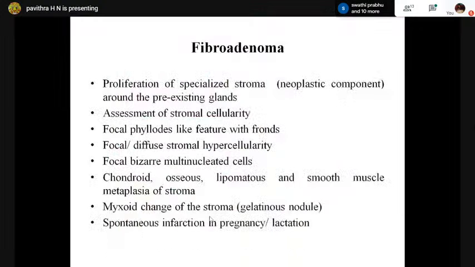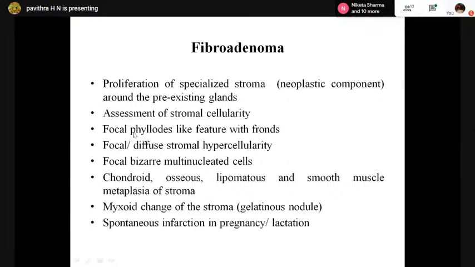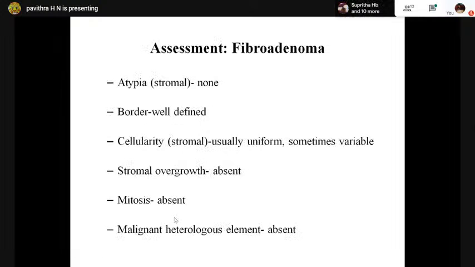They can show proliferation. This is a proliferation of specialized stroma, that is the neoplastic component around the pre-existing glands. So you'll have to assess the cellularity to differentiate from the Phyllodes tumor. So cellularity is one of the components. Focal Phyllodes-like features can also be seen, and there can be focal stromal hypercellularity and bizarre multinucleated cells. So these can be seen, but it does not indicate that it is malignant. And you can find some metaplasia also. Along with that, there can be myxoid change, and in pregnancy or lactation, they can undergo spontaneous infarctions.